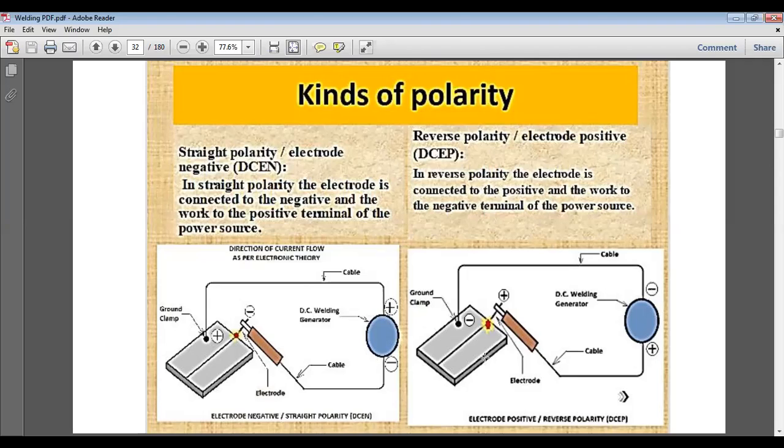So this is the reason why the polarity is reversed. With that we understand direct polarity and reverse polarity. I hope it's clear now.